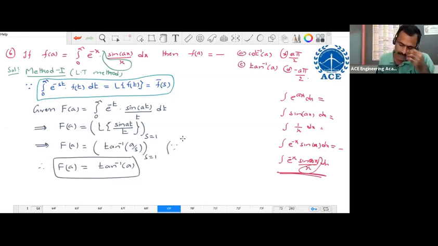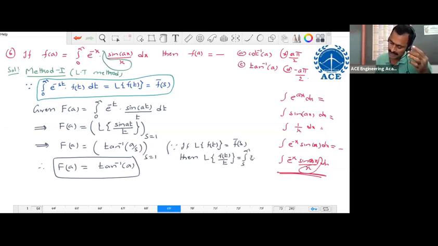Here we can apply the division by t property. If L of f of t equal to f bar of s, then L of f of t by t equal to integral s to infinity of f bar of s ds. If we use this division by t property, then we can get the Laplace of sin at by t. By using this, if we find the L of sin at by t, that will be tan inverse of a by s.